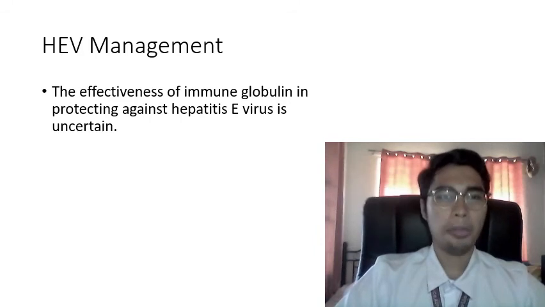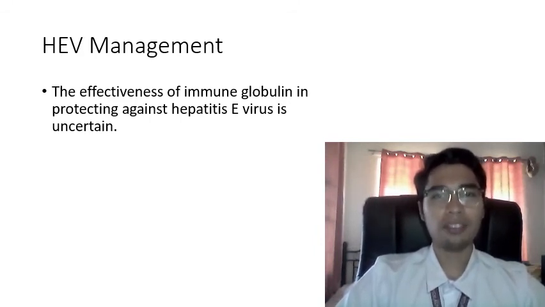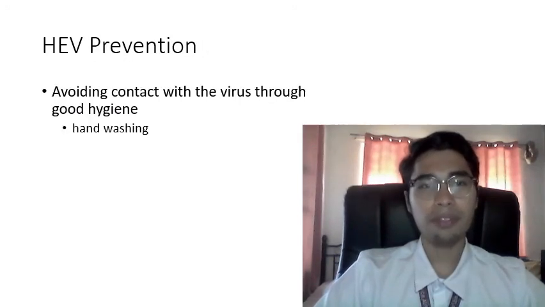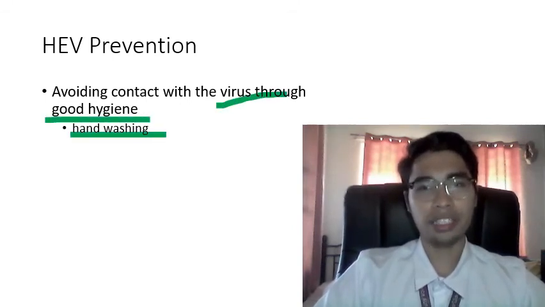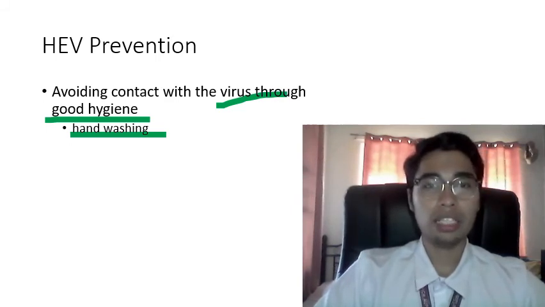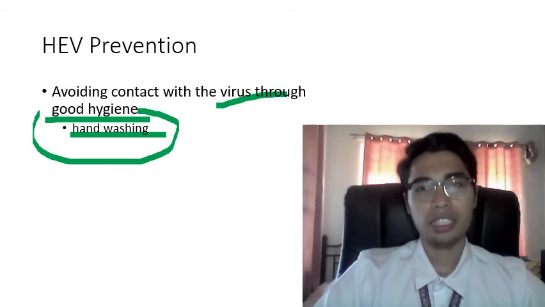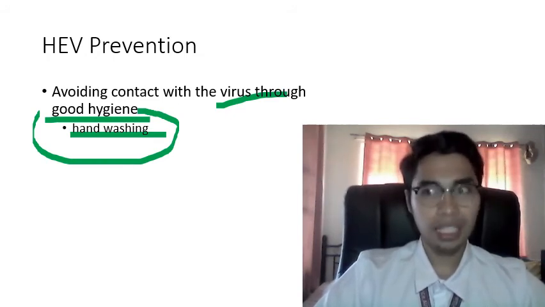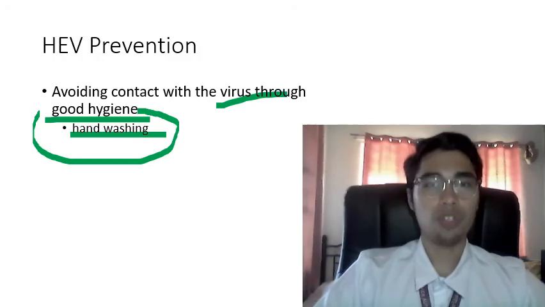HIV management. The effectiveness of immune globulin in protecting against hepatitis virus is uncertain. Okay? Very uncertain. Okay? HIV prevention. Avoiding contact with the virus through hand hygiene, hand washing, and making sure that you practice this if you are in a developing country because of the poor sanitation and poor sewage control.